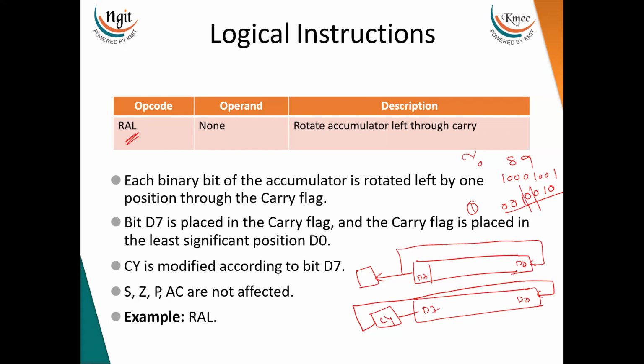This is the first value, and here it is the second value. Now what is the value of this? This is 2 and this is 1, and carry is 1. Now after the rotate with carry, you are getting the carry 1 and the value is 12. So 89 becomes 12. Now this is about the rotate with carry.